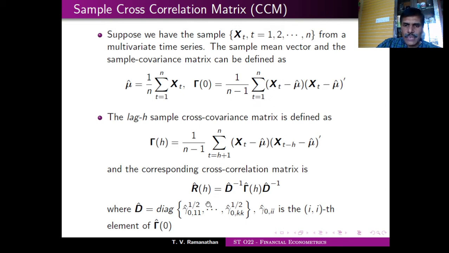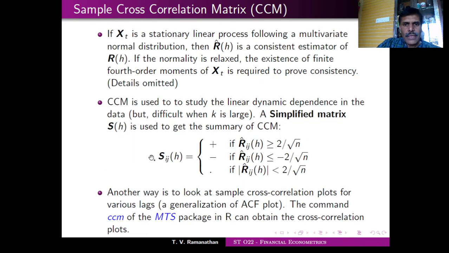So K components are there. So the ith element of gamma hat 0. So these corrections I will make. I have to put a hat here. I have to put a hat here.